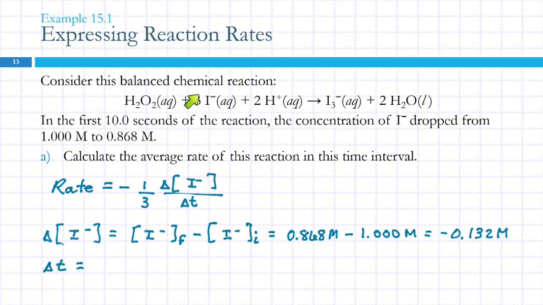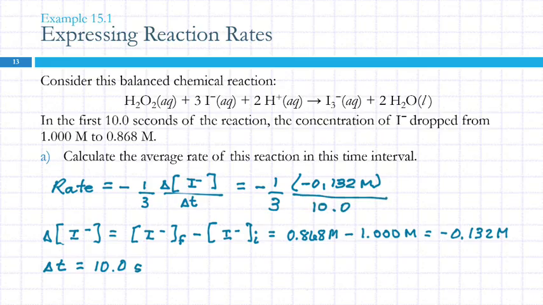The letters can get confusing. This is I-, and this is I3-. So this is the product, and this is the reactant, and they're telling us about the I-. So it is a reactant, but you can very easily get those mixed up. So delta t is 10 seconds because they told us that. So then we've got negative 1 over 3 times negative 0.132 divided by 10 seconds.